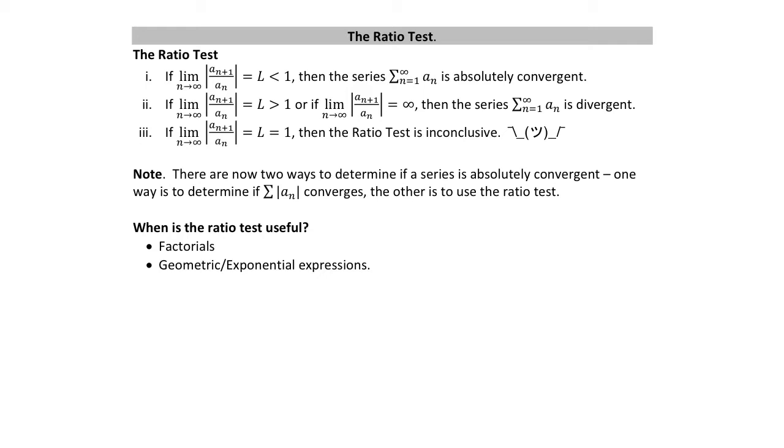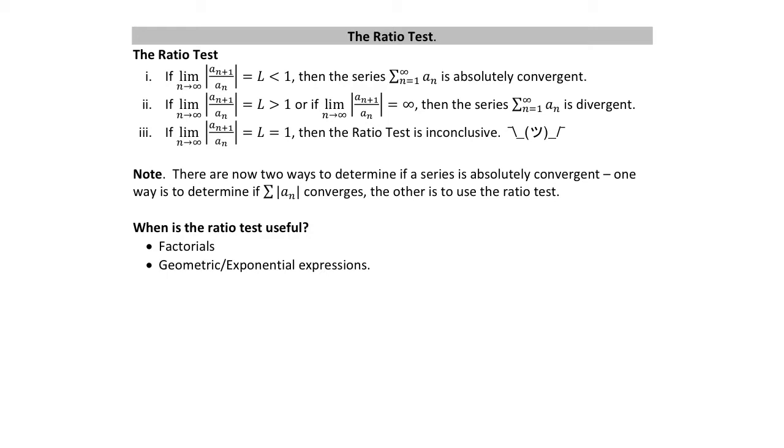Okay? So we can use the ratio test to determine if a series is absolutely convergent. There are now two ways that we know to do that. One is to use the ratio test, of course. The other is to take the series and drop all of the negative signs from them. Now, the ratio test is most useful when we have factorials and when we have geometric, which we also would think of as exponential expressions. If you have a rational function, a sequence that is a rational function, the ratio test is definitely not going to be useful at all.